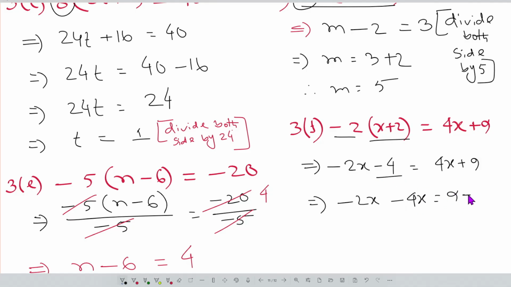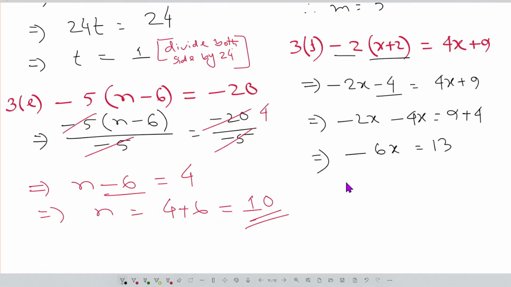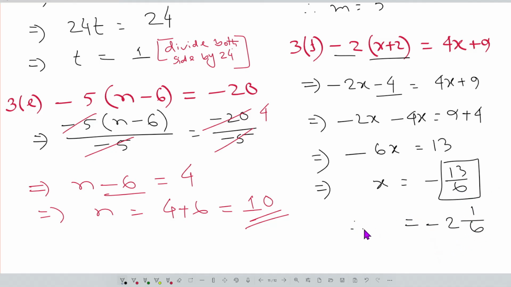This minus 4 becomes plus 4, right? Then here minus 2x and minus 4x will be minus 6x equals 9 plus 4, which is 13. Now we can divide both sides by minus 6, so x equals minus 13 by 6. 13 by 6 is an improper fraction. We can write minus, and we can convert to a mixed fraction, so it will be 2 1 by 6. So x equals minus 2 1 by 6. This is our answer.